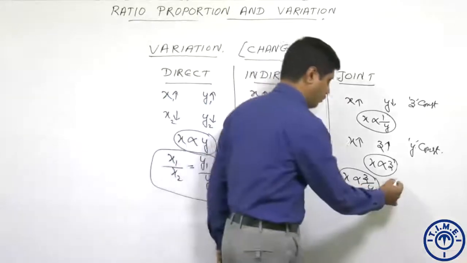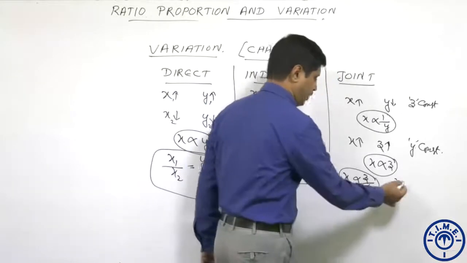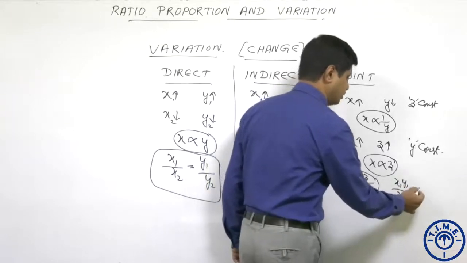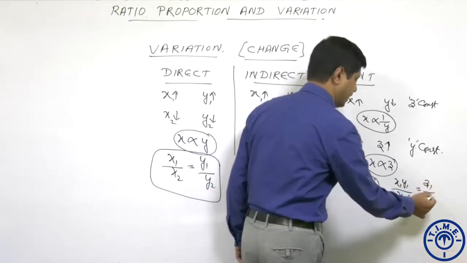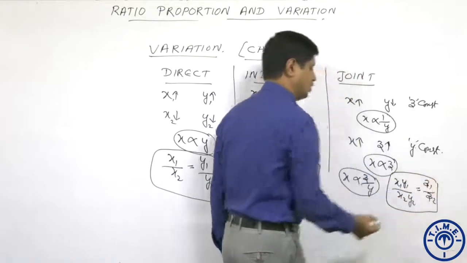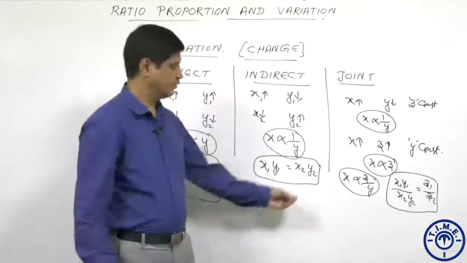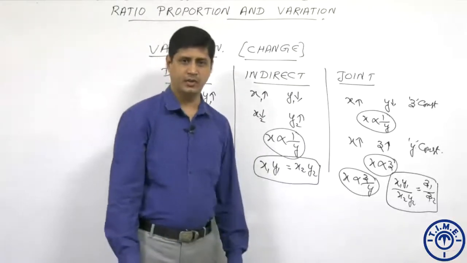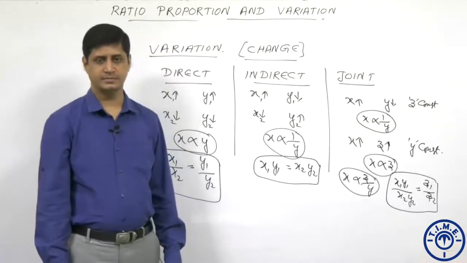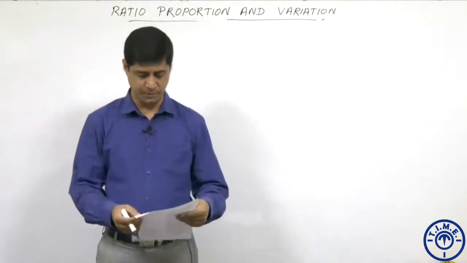What is the relation here? Now x1 y1 by x2 y2 is equal to z1 by z2. This is the relation between the variables when three variables x, y, z are given, combining both inverse and direct. Now look at the next question.